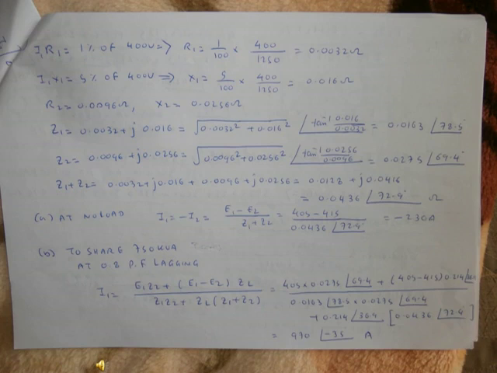Then the two share the 750 kVA at 0.8 power factor lagging. So I1 equal to (E1 Z2 plus (E1 minus E2) ZL) divided by (Z1 Z2 plus ZL multiplied by (Z1 plus Z2)).